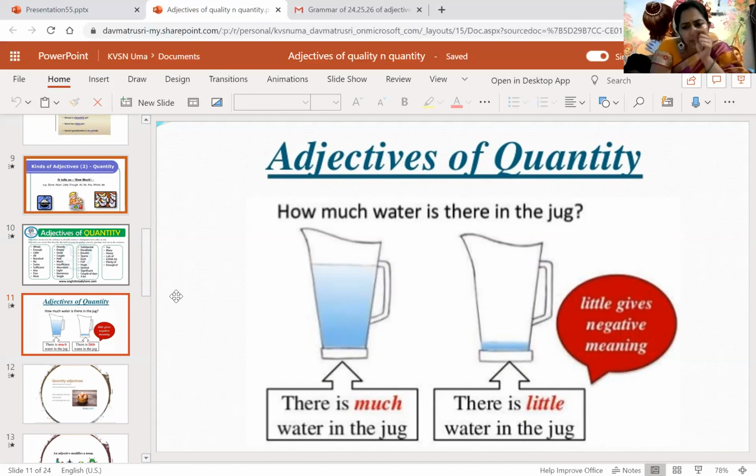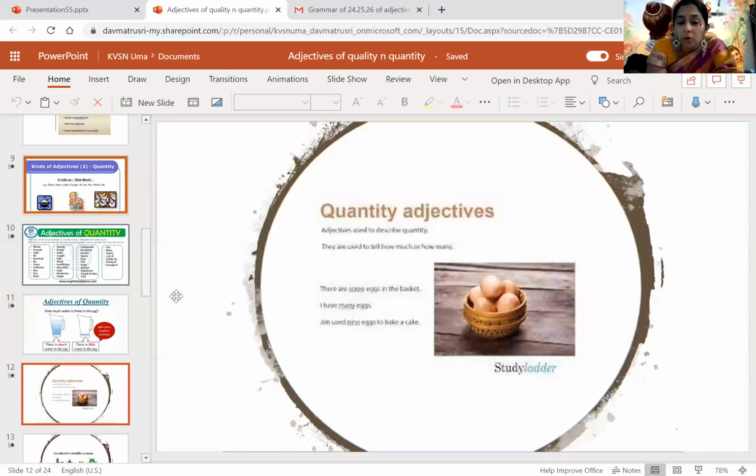Little means very less water. So little gives a negative meaning almost. Sometimes we say that nothing is there also. We use little. I have little money to give you means I don't have money to give you. That way also we use the word little. Okay, that is adjectives of quantity.